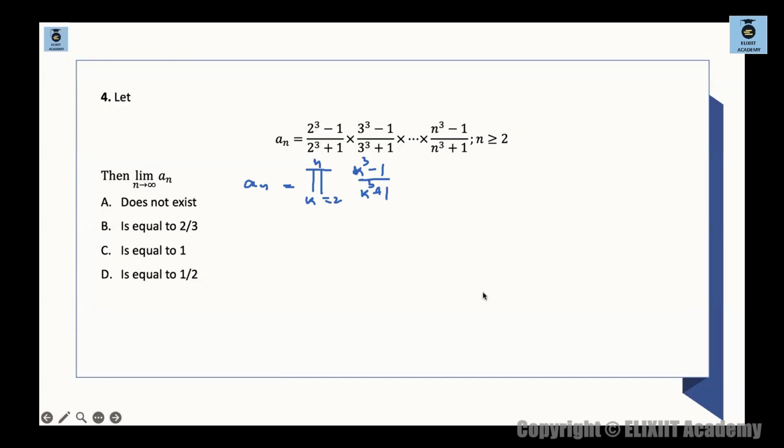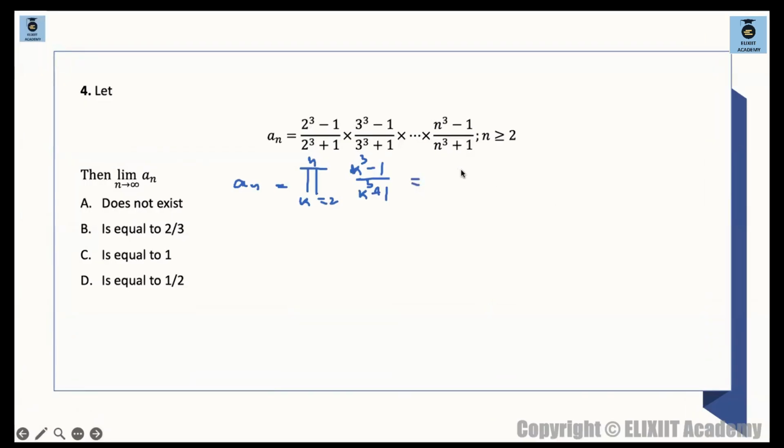Next we factorize this thing. So product of k equals 2 to n. If you don't know the method of indexing, you will be learning something new over here. k cube minus 1 is basically k minus 1 times k square plus k plus 1, by the a cube minus b cube formula, and similarly k cube plus 1 is k plus 1 times k square minus k plus 1, by the a cube plus b cube formula. Hopefully I'm correct.